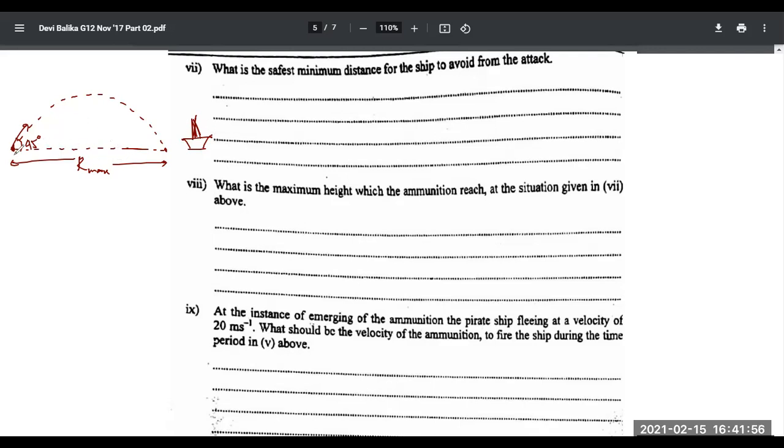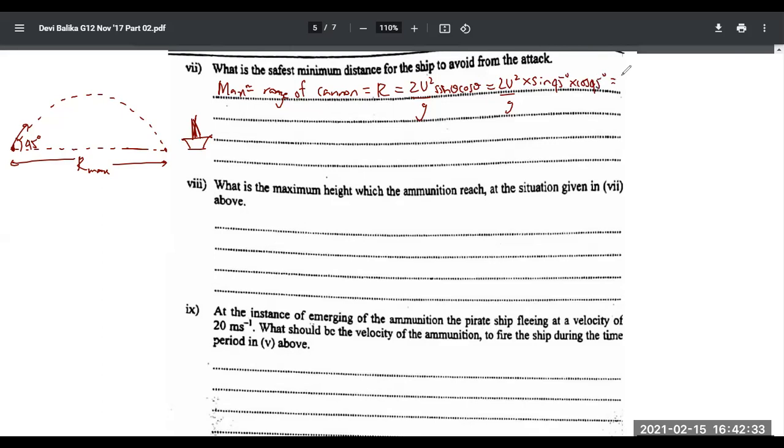So if the ship is at a distance more than that, then it is safe. First of all, we have to find the maximum range of the cannon. Right, now how are we going to find it? Maximum range of cannon should be equal to the equation for r, which is r equals 2u squared sine theta cos theta over g. So let's substitute the values: 2u squared by g into sine 45 into cos 45.